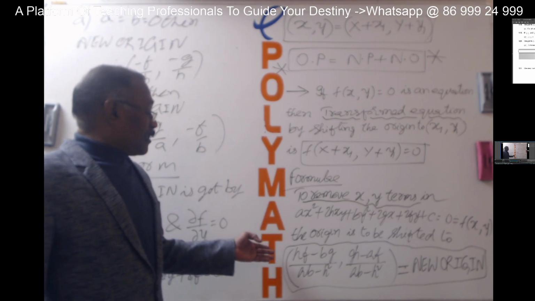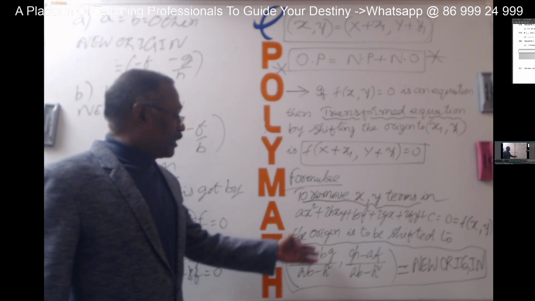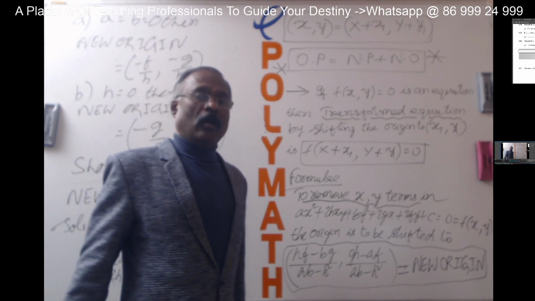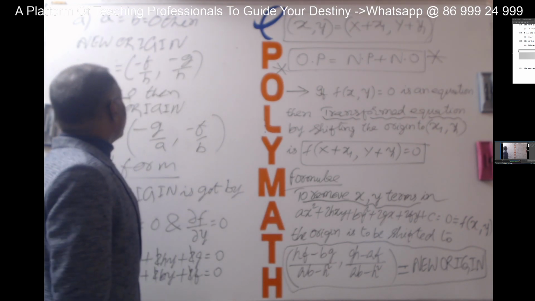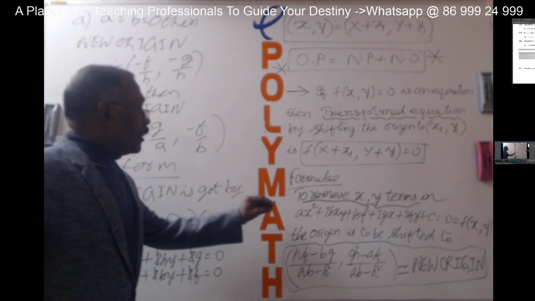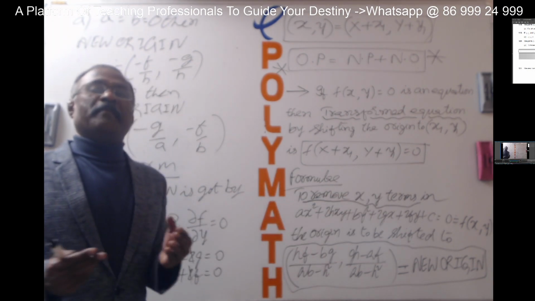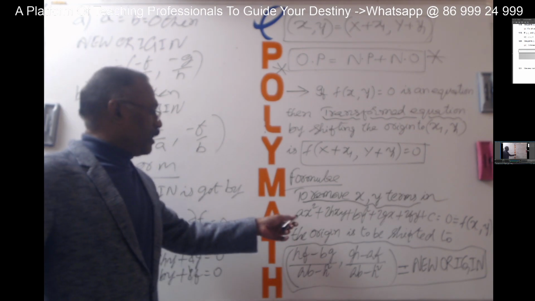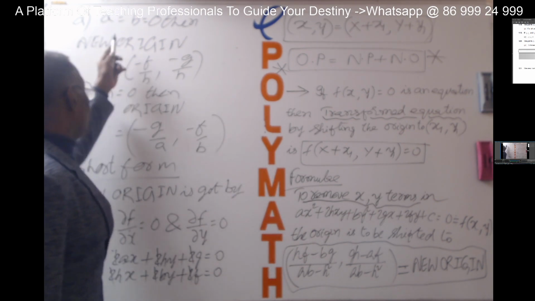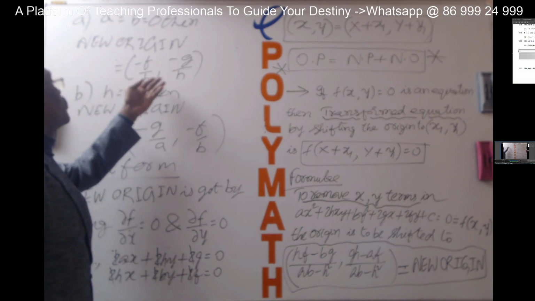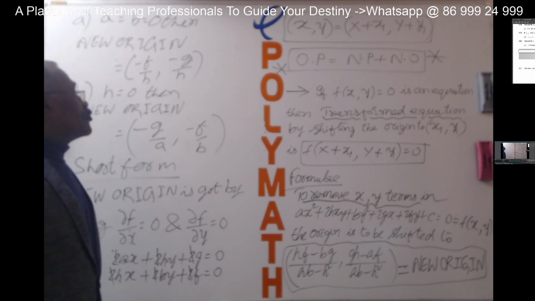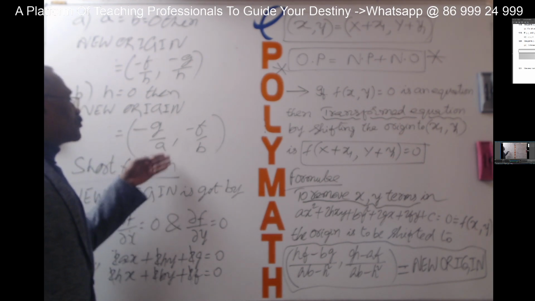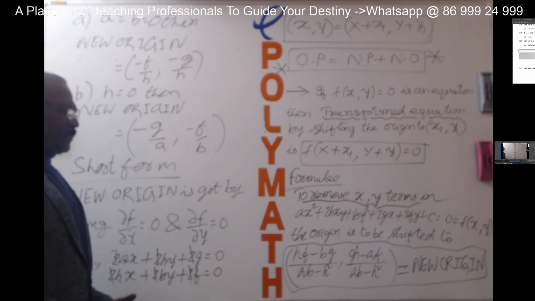Now this is (hf minus bg) by (ab minus h square), (gh minus af) by (ab minus h square), the new origin. Now what happens if the equation is simplified, or if you get a simplified equation with a and b only and h zero? Then the new origin will be minus g by a, minus f by b. You can make use of it.